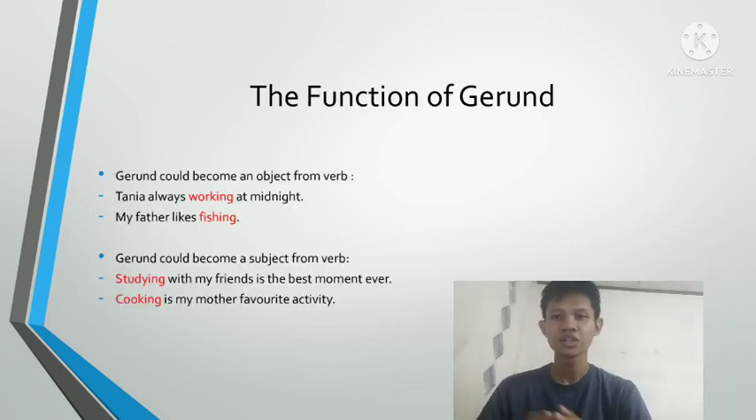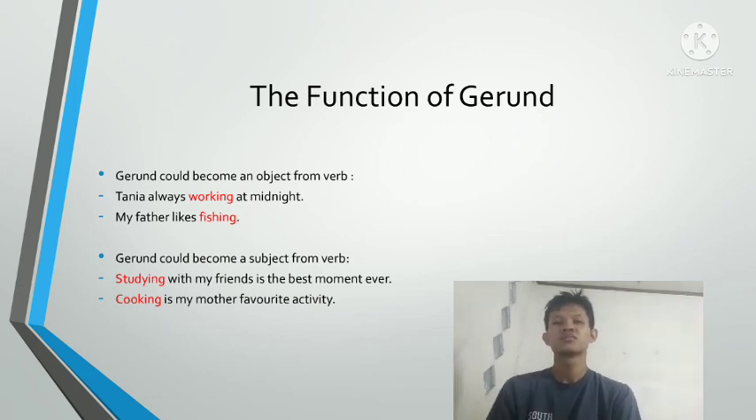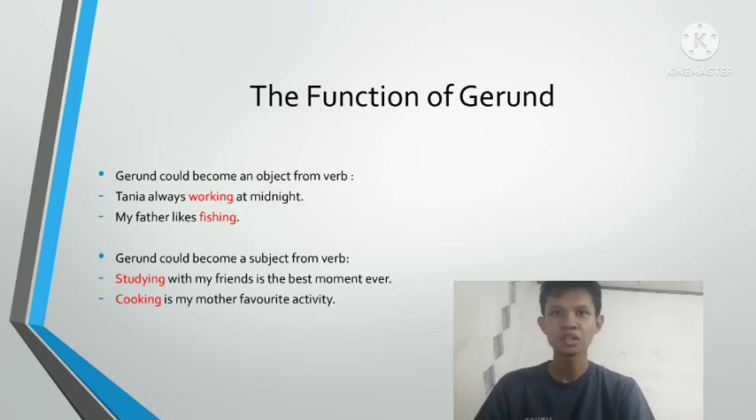Next, the function of gerund. A gerund could become an object of a verb. For example, Tanya always likes working at midnight. In the sentence, we find that the word working is a gerund that forms an object. So, the gerund becomes an object because the word has changed into a noun.